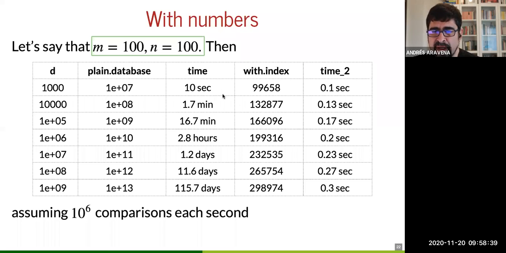Yes, I need coffee. With index, which is essentially taking the logarithm of the previous number, the time goes from 0.1 seconds to 0.3 seconds. Okay, this is the power of the index. This is why people use indices.